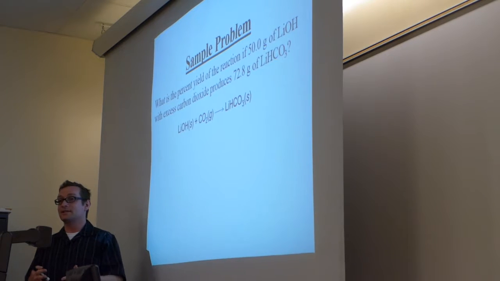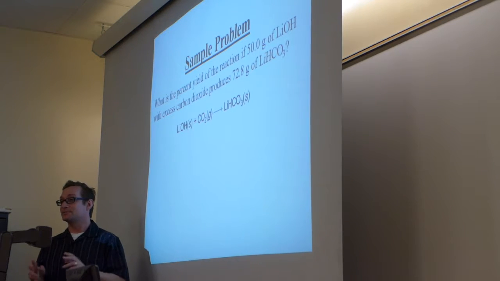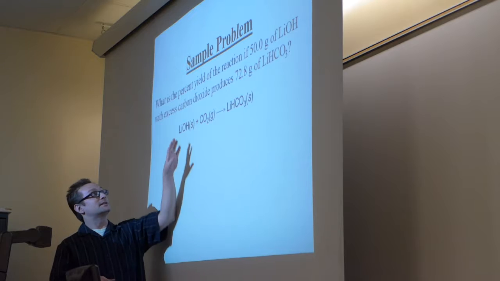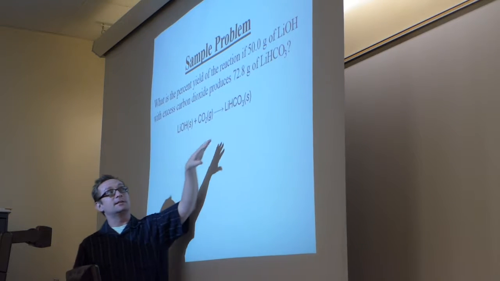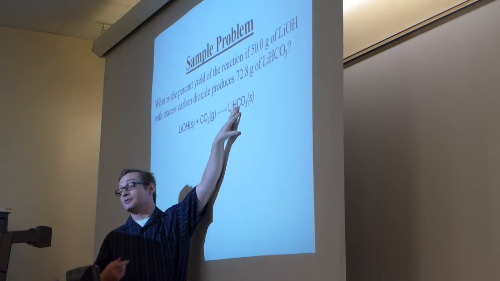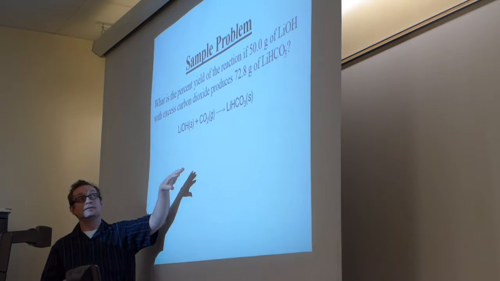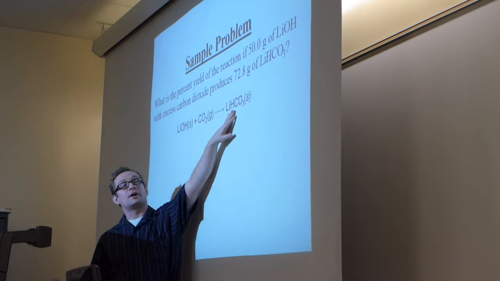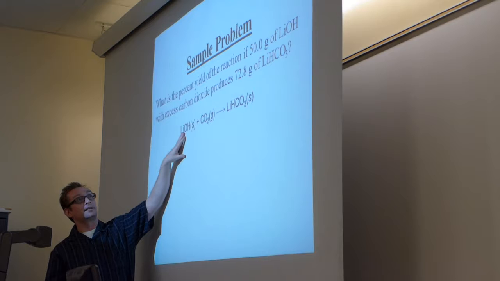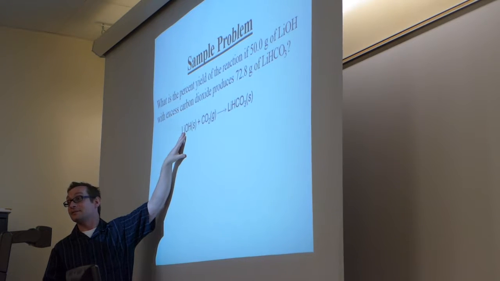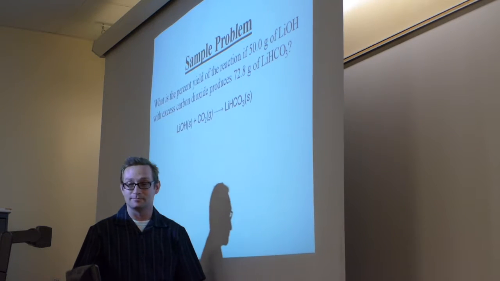Right? We weren't there when they did the experiments, so they had to tell us what was actually produced. So it's giving us a mass of this that was actually produced. We have to calculate, in theory, how much of the product is produced based on the mass of the reactant that it gave us. Right? That's the idea here.